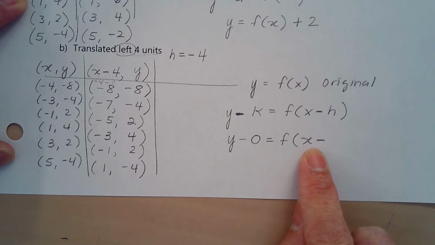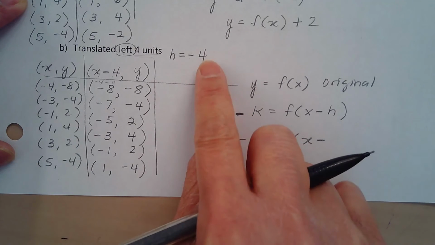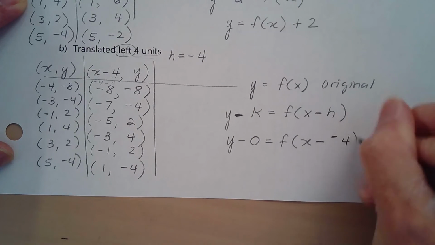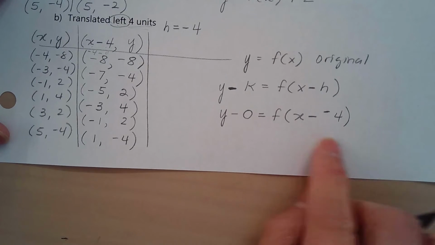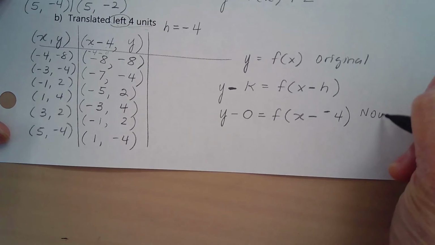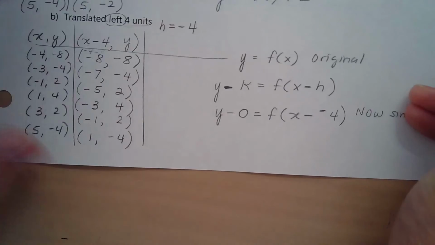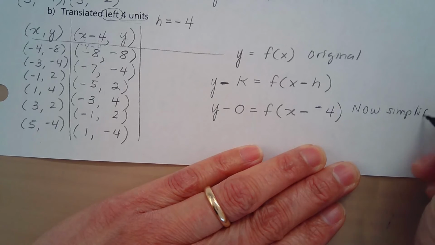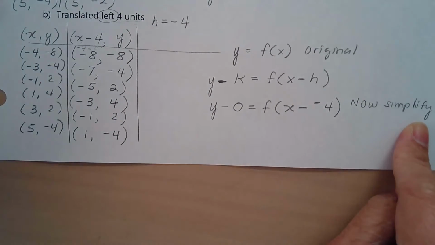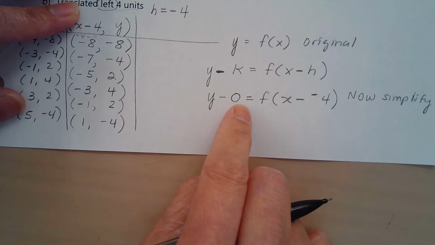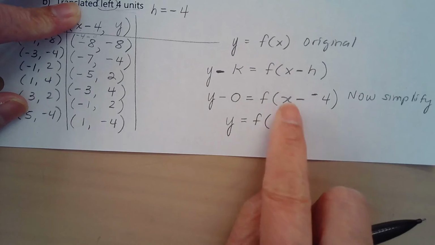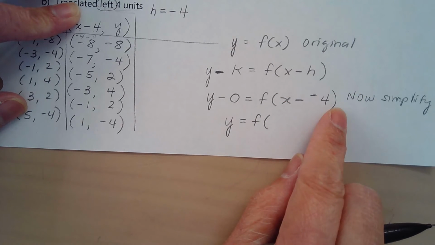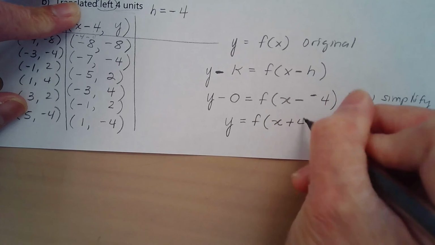Now, what's our h value? -4. I'm going to put -4 in here. This is your answer, this is what you've been asking me about. So now simplify. f of x minus minus 4. If we simplify this, y minus 0 is just y. We're going to put y equals f of, what's x minus minus 4? It's x plus 4.